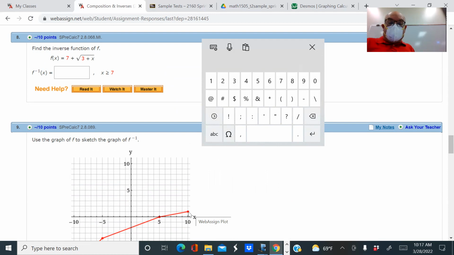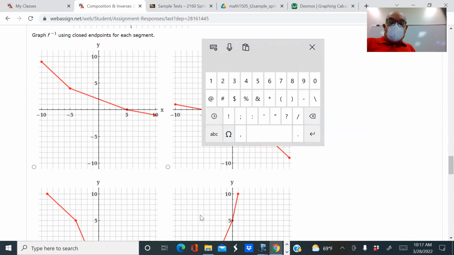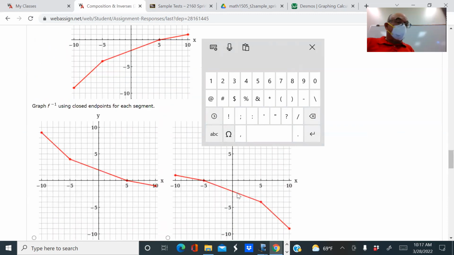So this is the point, what is that, 10, 1, obviously. So if you flip its coordinates, you get what? 1 and 10. Does this have 1 and 10 on it? Yep, there it is right there. 1 and 10 is on that picture.